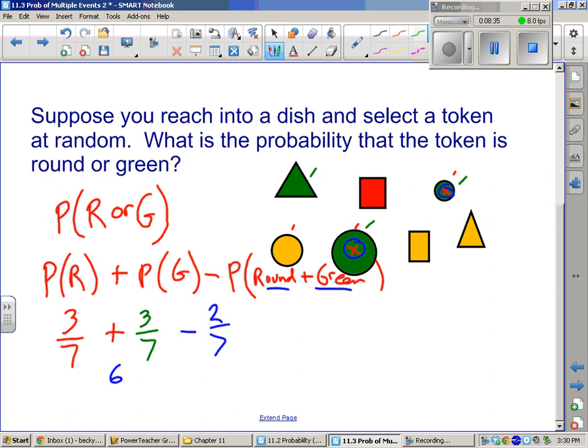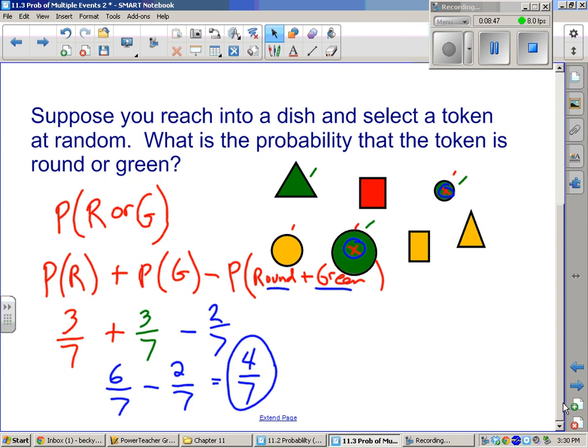Can I do that reducey slashy thing we talked about? No, that's only with multiplication. Oh yeah, I remember. So 6 sevenths minus 2 sevenths, we get 4 sevenths as our probability. And you may write it as a decimal or a fraction if you wish.